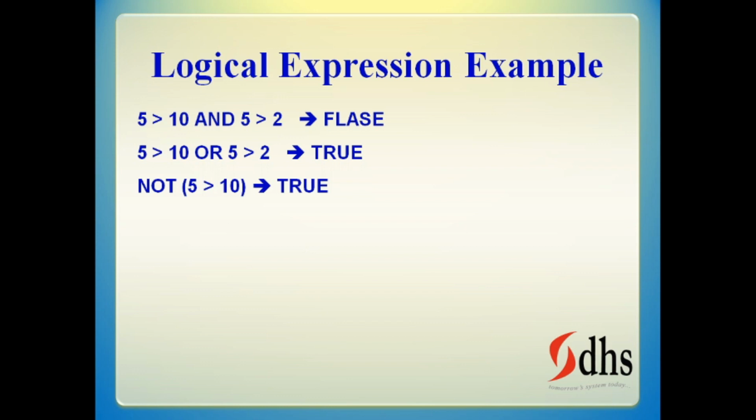I am going to the second example for the OR operator. 5 is greater than 10 or 5 is greater than 2. Here 5 is greater than 2 is true, so don't worry about the other one; it will be true. Here NOT 5 is greater than 10: by default it is false, but because we use NOT, it will be true. Hope you understand the logical expression. Mostly we use logical expressions to connect two relational expressions. By connecting two relational expressions, we form the logical expression. For that we mostly use AND and OR.